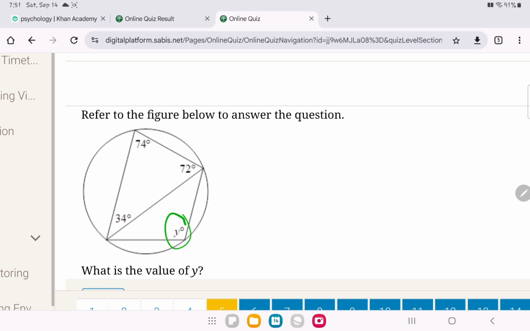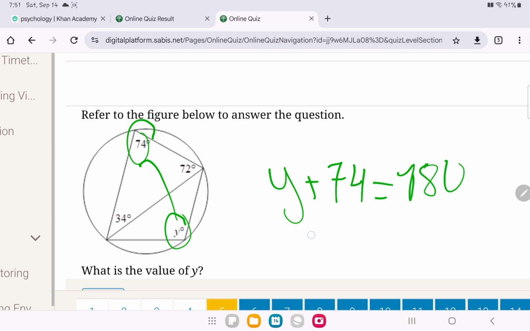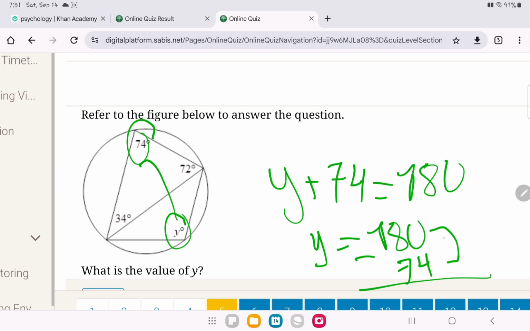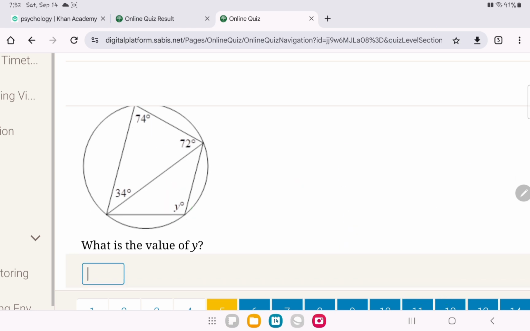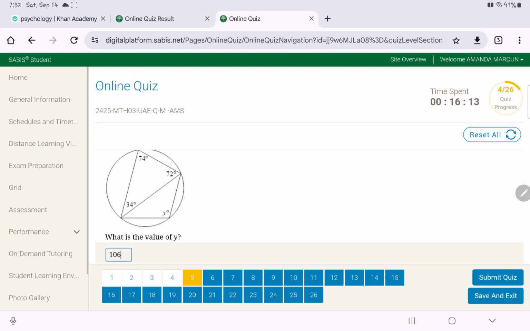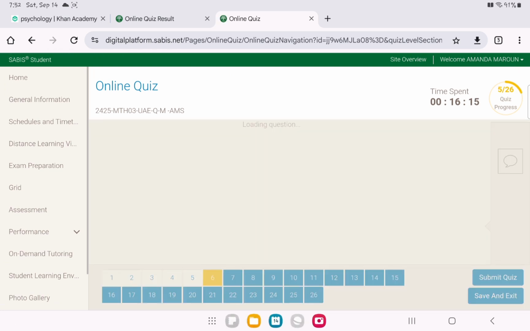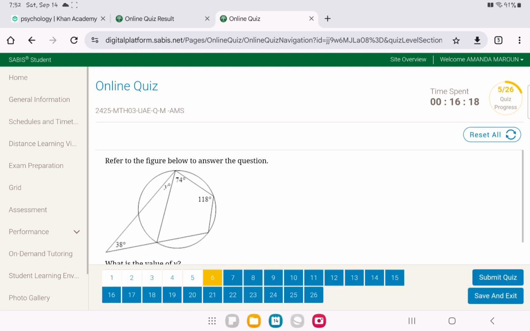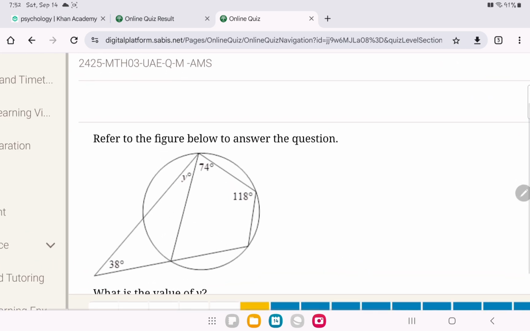So if it is a cyclic quadrilateral, that means opposite angles are supplementary. So y, what's the opposite of y? 74. So y plus 74 is equal to 180. So y is equal to 180 minus 74. So this becomes 106. So then the value of y is 106.